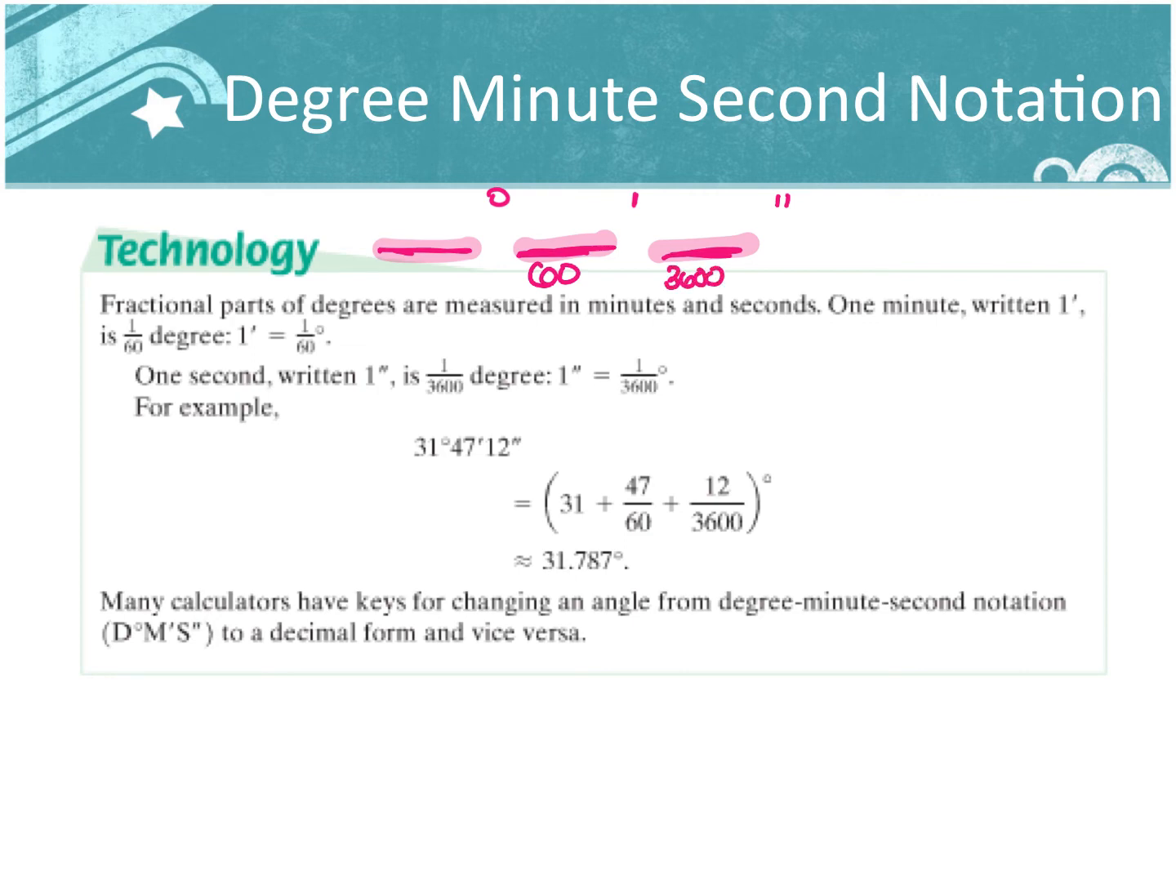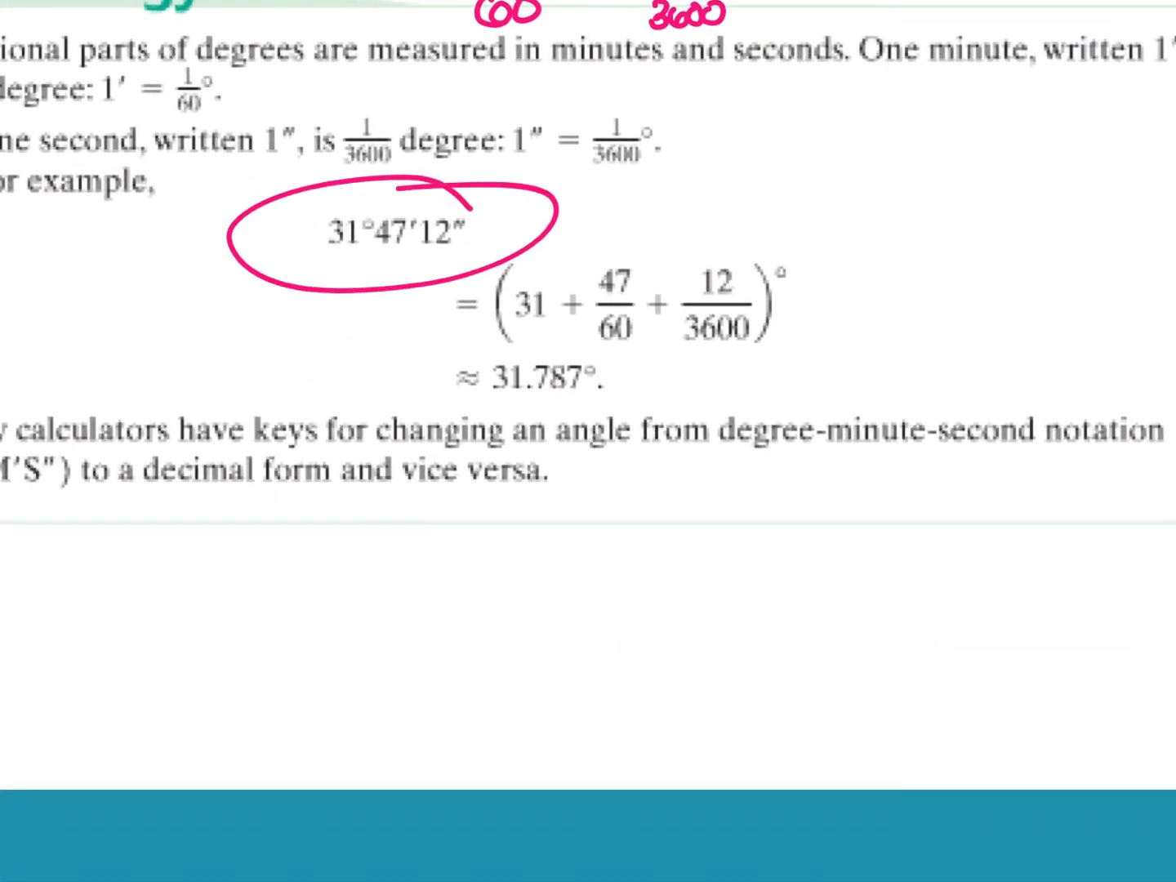3,600. So if I had a number like this, 31 degrees, 47 minutes, and 12 seconds, I would do this with it. I would take the 31, which is the whole number. I would take the 47 divided by 60 and the 12 divided by 3,600 and add all those numbers together. So do that and see if you get 31.787.